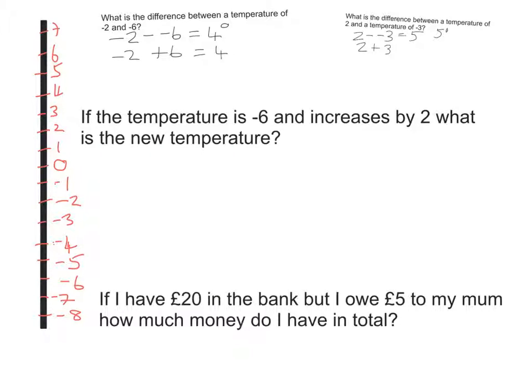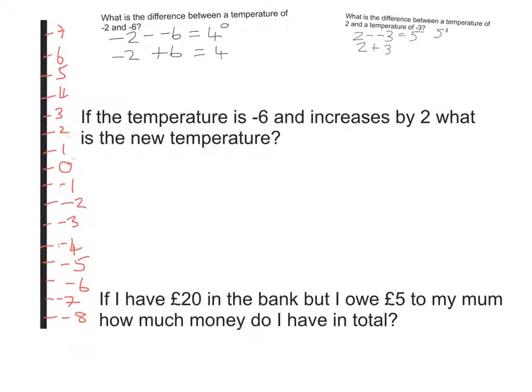Okay, if the temperature is -6 and increases by 2, what is the new temperature? So -6 increasing by 2 brings me to -4. Now what have I done there? If I've increased, I've added. So -6 plus 2 brings me to -4. So if you're at a negative number on your number line and then you are adding to that number, you're going up the number line.